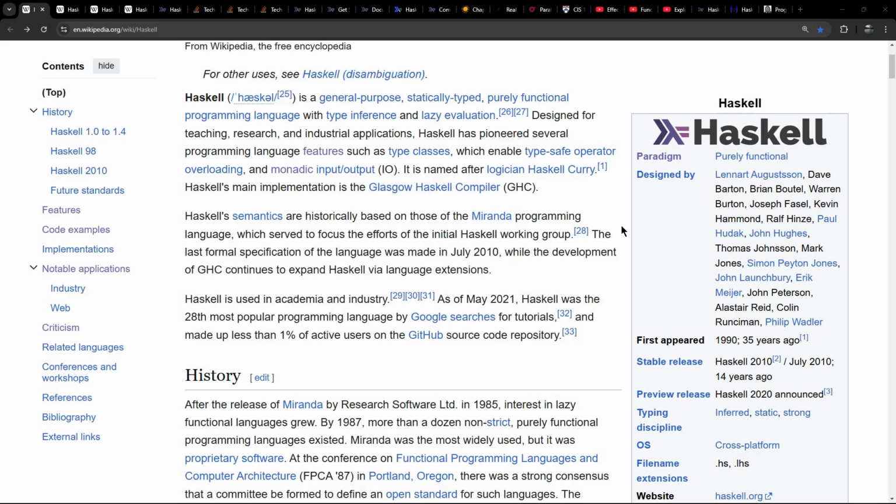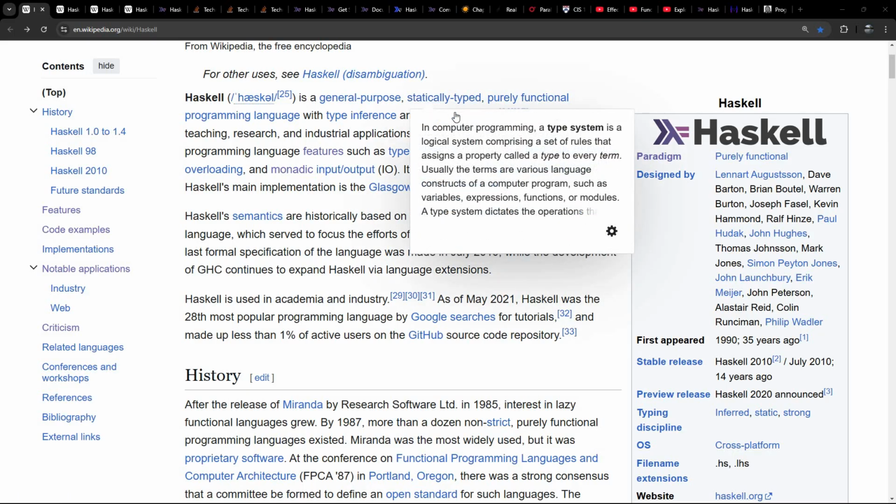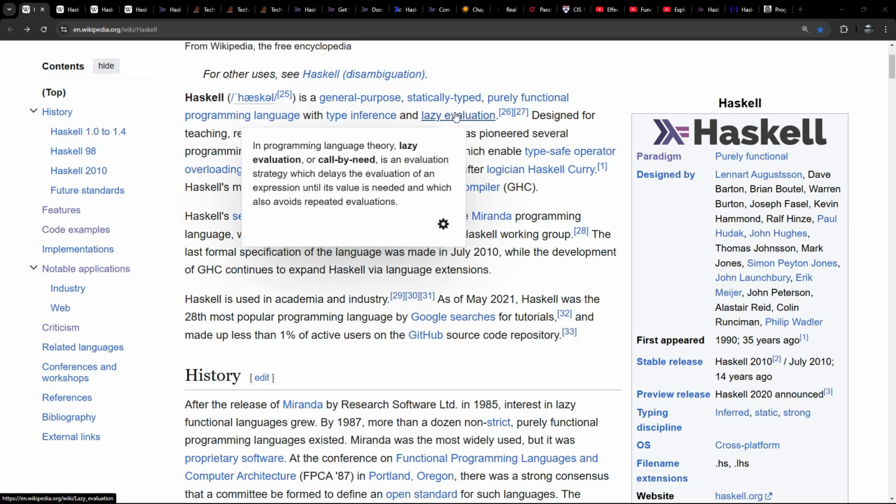Now, the advantage with functional programming, particularly when you're forced to just use that as a paradigm, is that functions don't have side effects, so that can lead to more predictable, bug-free code. Haskell also leverages something called lazy evaluation. So this delays the evaluation of an expression until its value is needed, and it also avoids repeated evaluations.